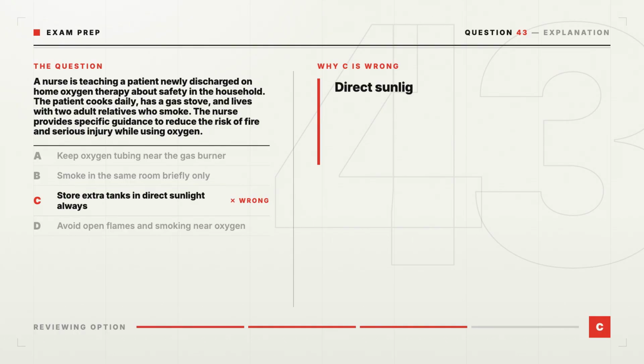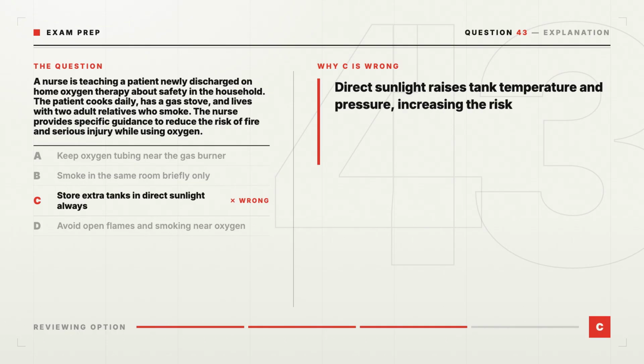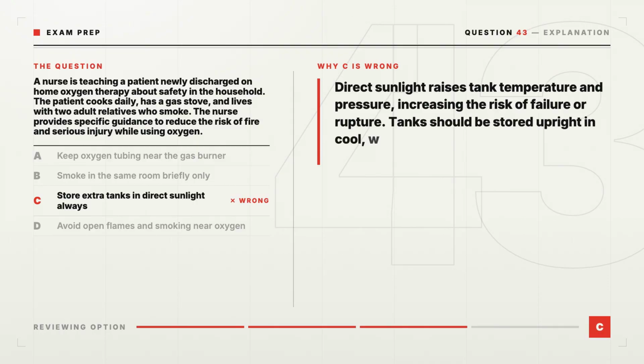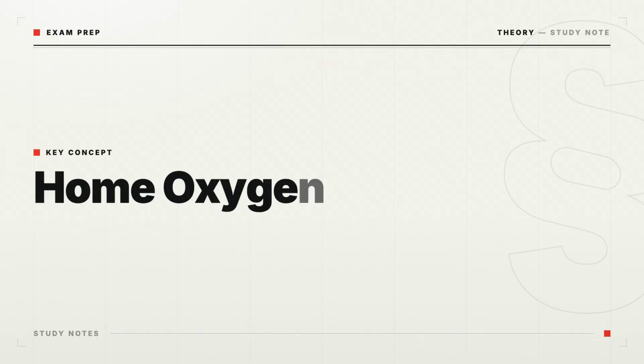C is wrong because direct sunlight raises tank temperature and pressure, increasing the risk of failure or rupture. Tanks should be stored upright in cool, well-ventilated spaces away from heat sources, sunlight, and ignition.